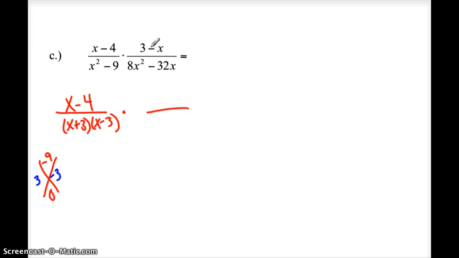Okay. 3 minus x, I can't do anything with that. This denominator though, 8x squared minus 32x. I think they both have an x. And they're both divisible by not a 4, but an 8. Go for the biggest.